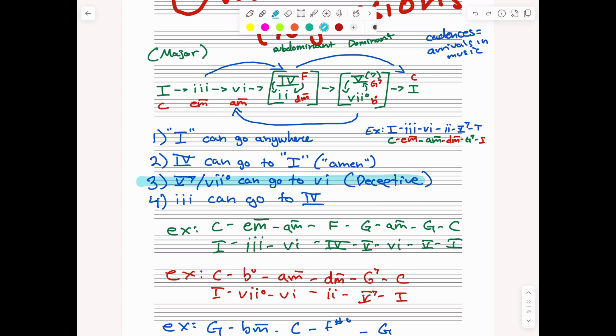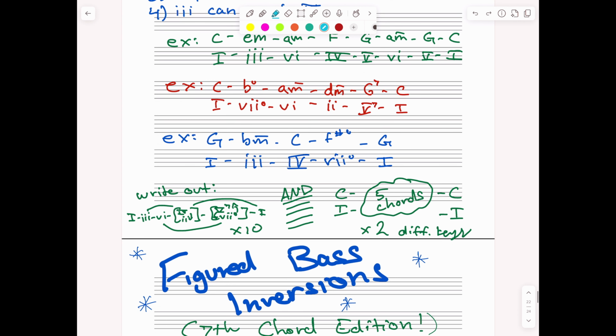And then now number 4, 3 can go to 4. This is our unnamed cadence. This is the Somewhere Over the Rainbow cadence, the 3 to 4 cadence, whatever you want to call it. But that 3 can hop over and go straight to 4. Remember, this is for the best, strongest possible chord progressions. So keep that in mind.